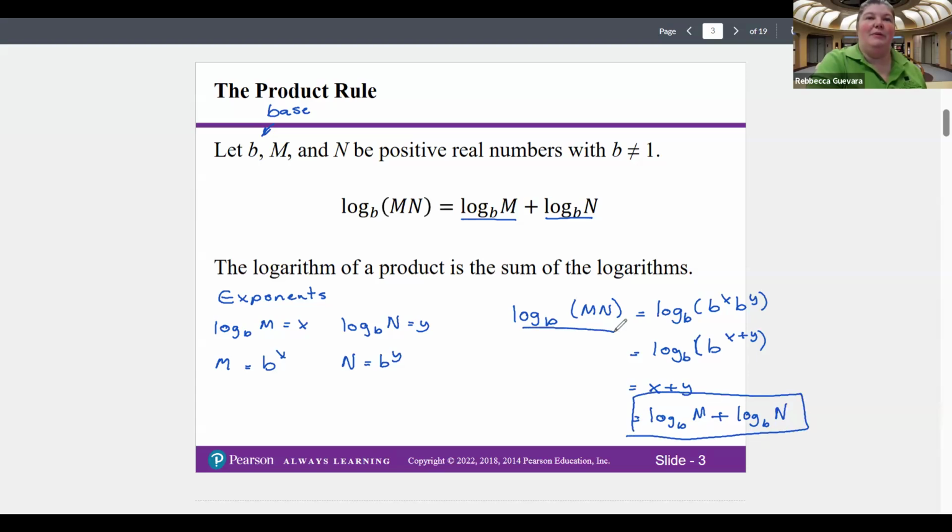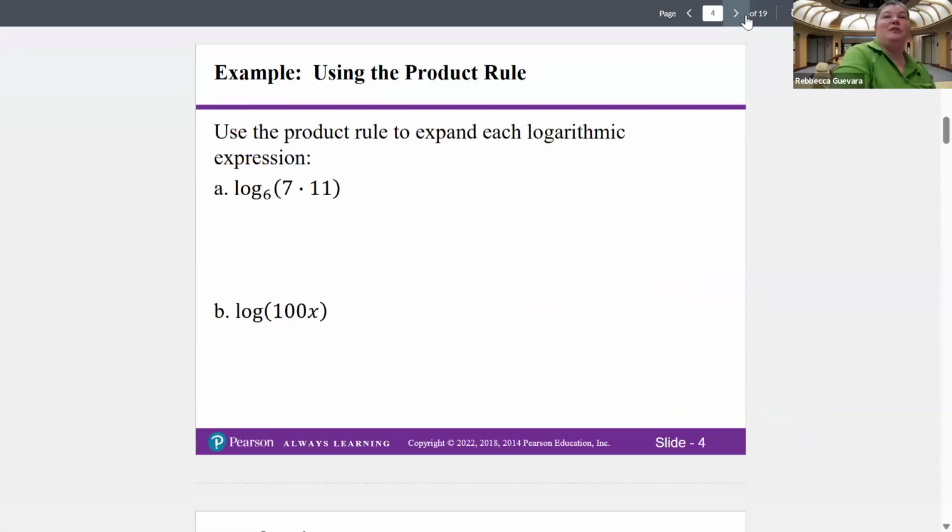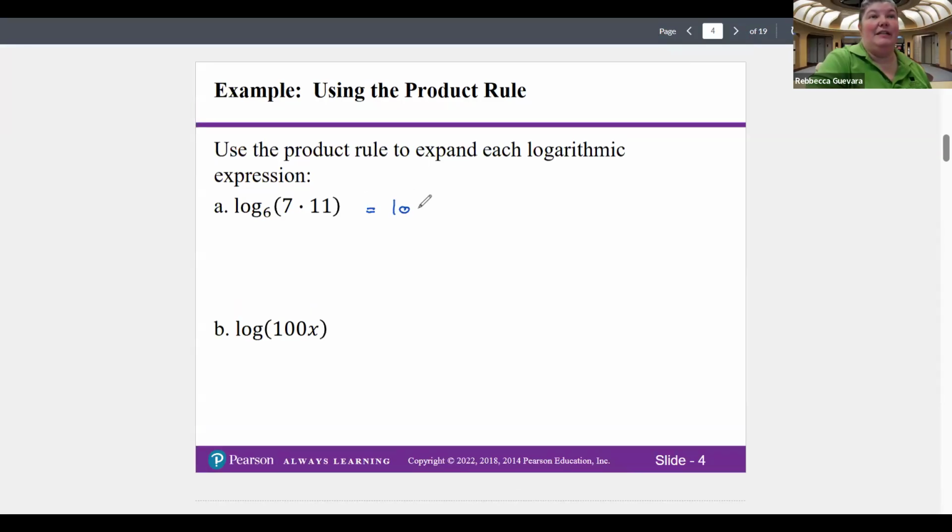So like I said, that comes from some properties that we know about exponentials, so we can change logs into exponentials and we can come up with this. So we're going to use the product rule to expand each logarithmic expression. So we got log base 6 of 7 times 11. We're asked to expand, that means it's log base 6 of 7 plus log base 6 of 11. And that's all we need to expand.